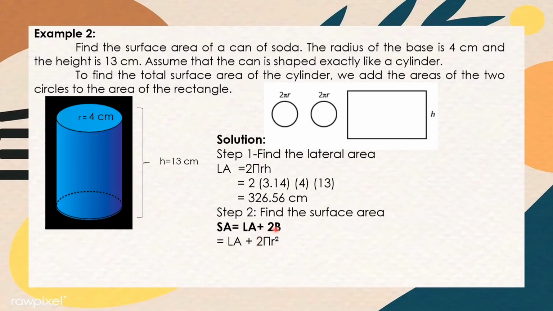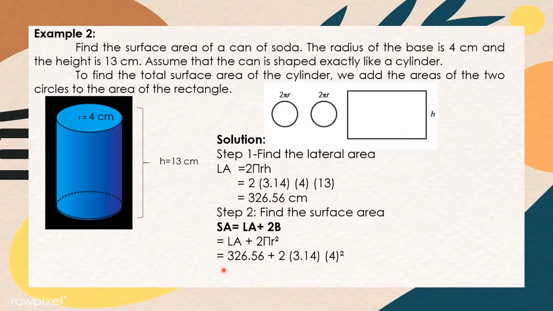So where do we get this one? Okay, so consider the two circles, and pi r squared, that is the formula in getting the area of a circle. So we have here the lateral area is 326.56 plus 2 times pi, which is 3.14, and then the radius, which is 14 squared. So let us multiply the numbers we have here.